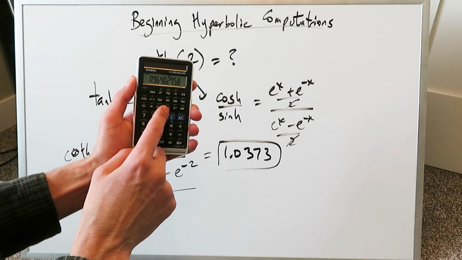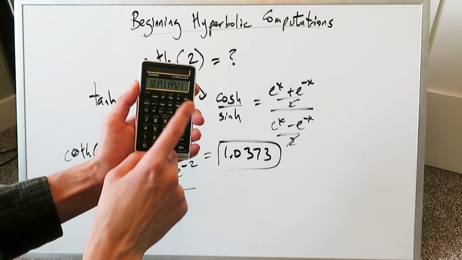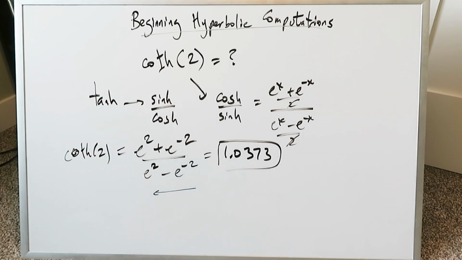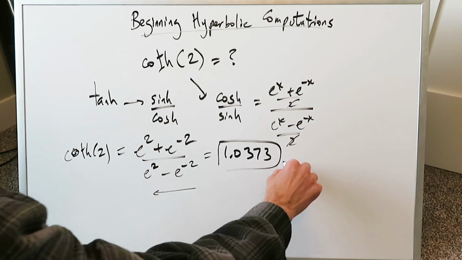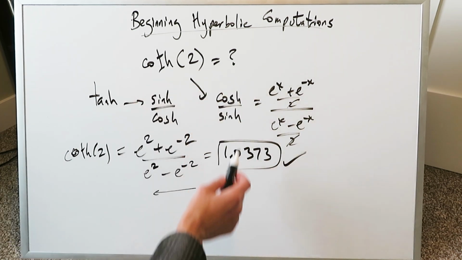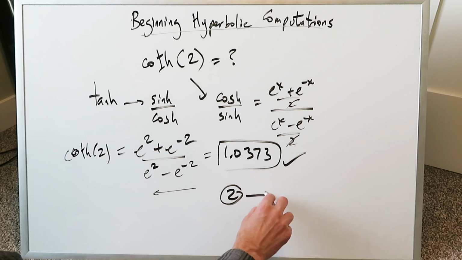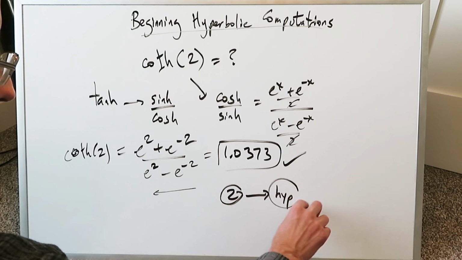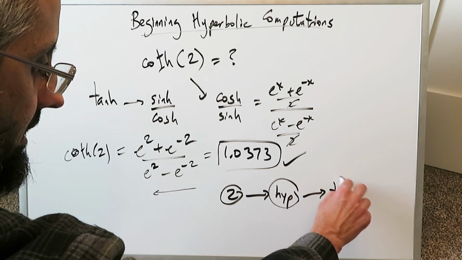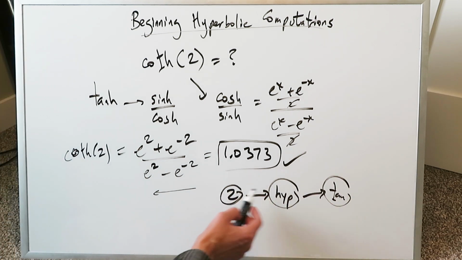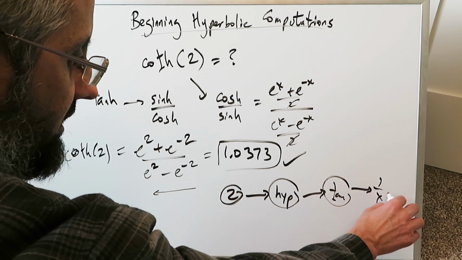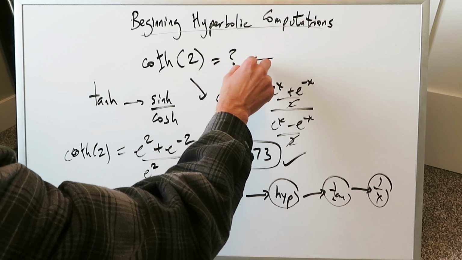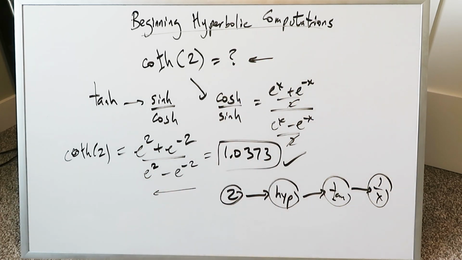Do the 1 over x button, the reciprocal, and you get 1.0373, and your answer is good. So what are we doing here in terms of the calculator computations? We're starting here with the 2, then we hit the HYP button, then we hit the tan button, and that gives you your hyperbolic tan with regards to 2. Then you hit the reciprocal button, 1 over x, and you get this answer right over here, which is exactly here, and the answer is good.